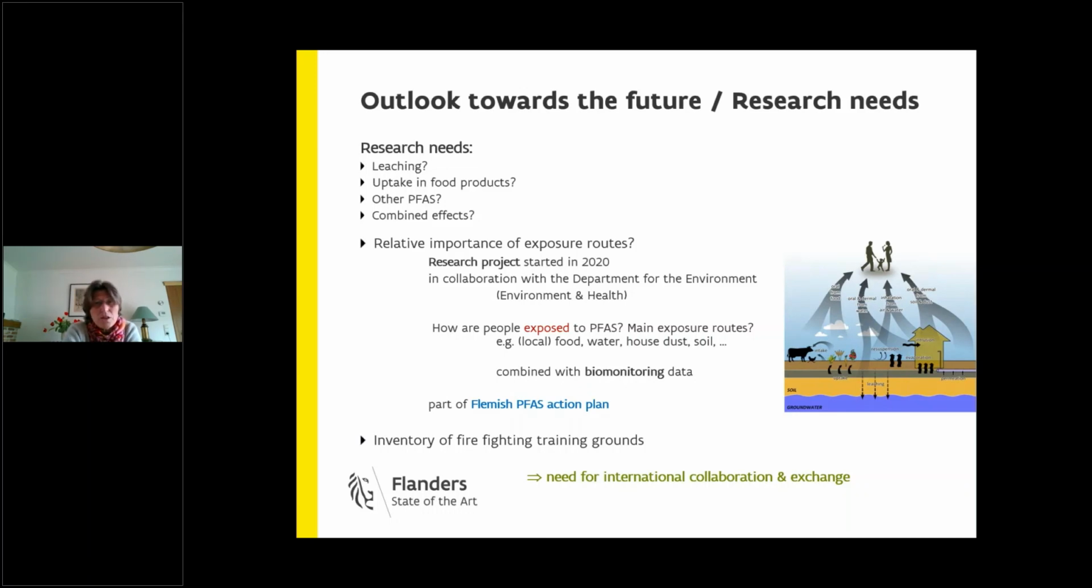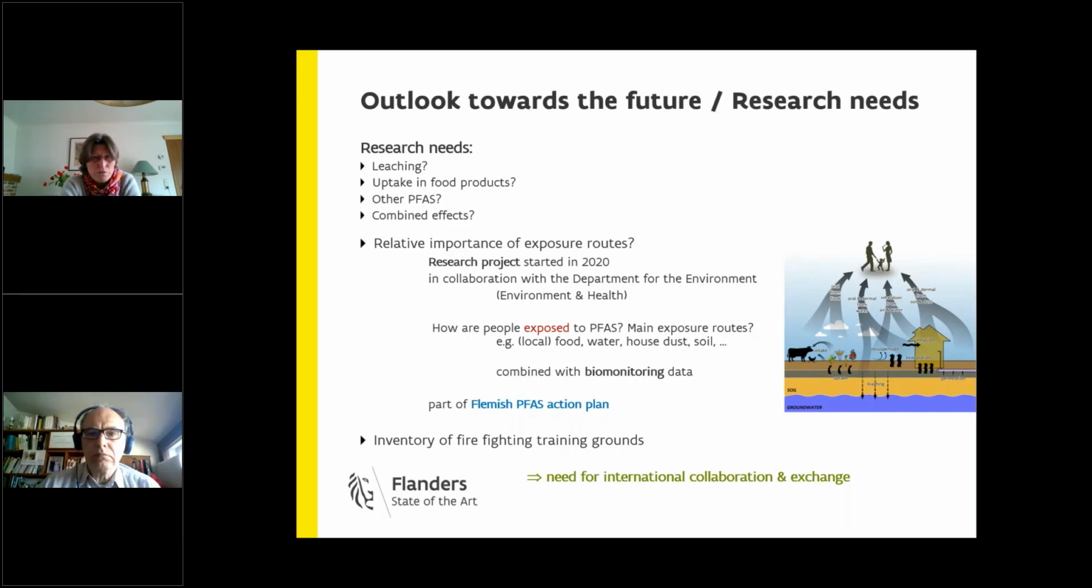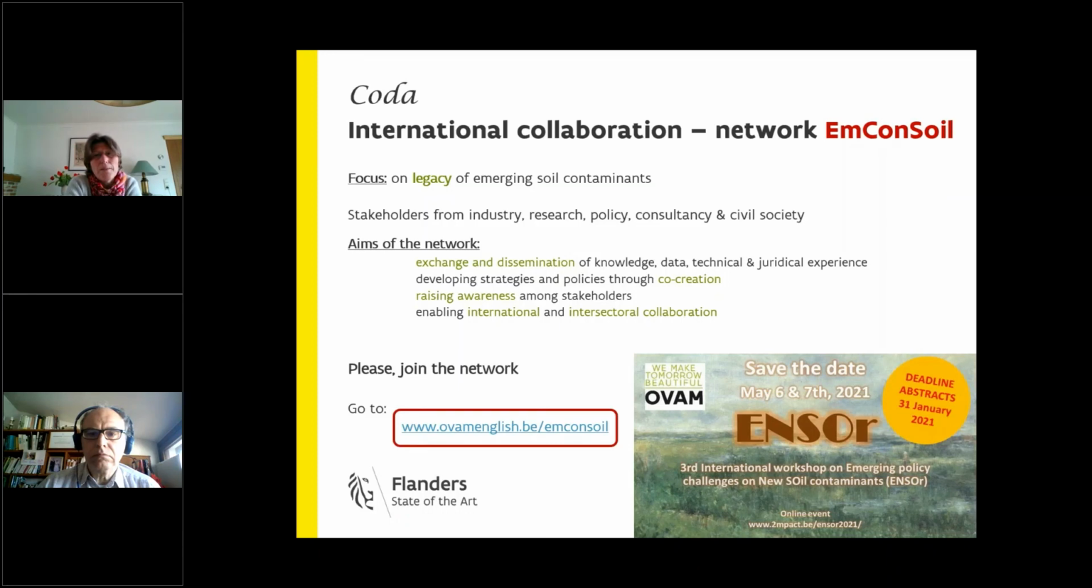And for all this research activity, there is a lot of need for international collaboration and exchange. That's why we started an international collaboration network, called the MCONSOL network, with the focus on the legacy of emerging contaminants in soil, with stakeholders from different directions. We have stakeholders from industry, from research, policymakers and consultants, and also representatives of civil society.